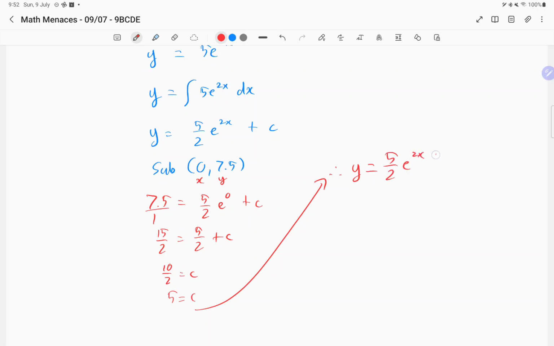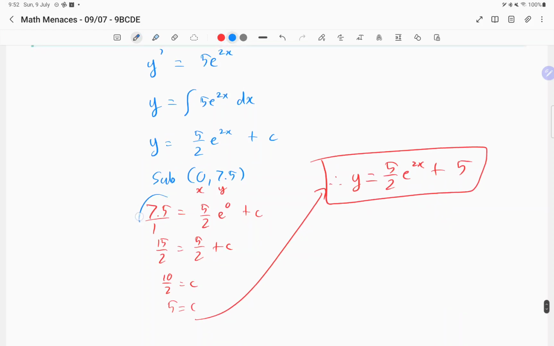Wait, I'm confused on how you got 15 over 2 actually. How you got 15 over 2? Okay, times the top and bottom by 2. Yeah, but why? Because when I see 7.5, it's just an odd number divided by 2. Or you can times both top and bottom by 10, then you get 75 over 10 and you simplify.